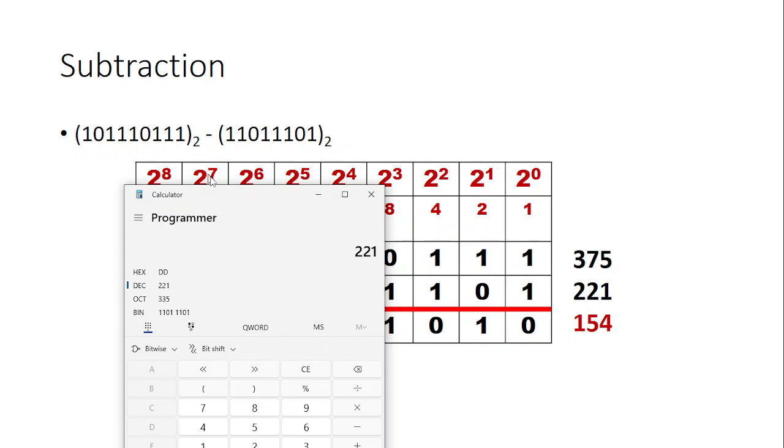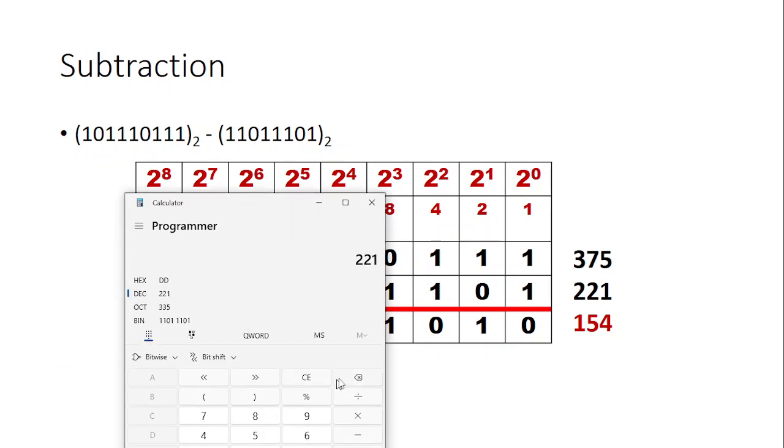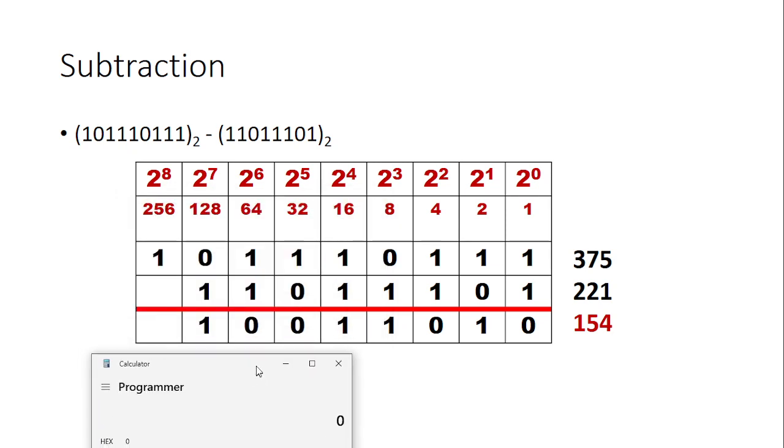Let me first do the subtraction. So 5 minus 1 is 4, 7 minus 2 is 5, 3 minus 2 is 1. So 154. Are we getting 154? Let me clear this one. Are we getting 154? Let's look at this.